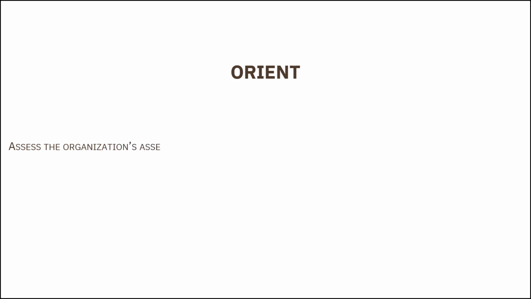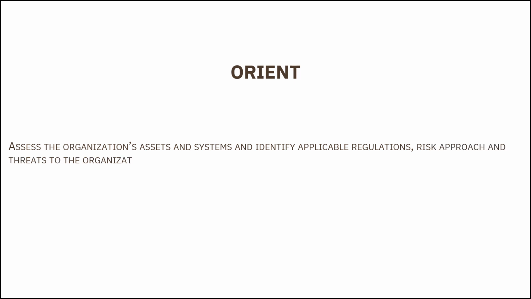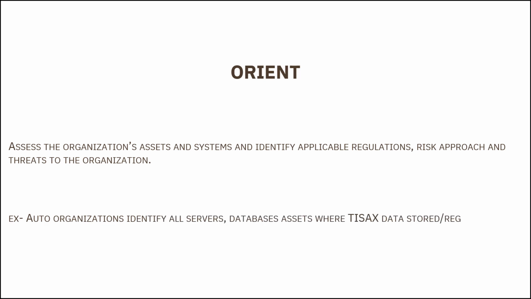What is orient? Identify organization assets and systems, and identify applicable regulations, risk approach, and the threats to the organization. Example, with reference to the last slide, auto organizations identify all servers that exist in the organization, databases, and assets where TISAX data is stored, as it relates to the regulations. So orient is the streamlining of process. Scope means what we are seeking for the future, plus orient means what the current ongoing streamlined projects are.